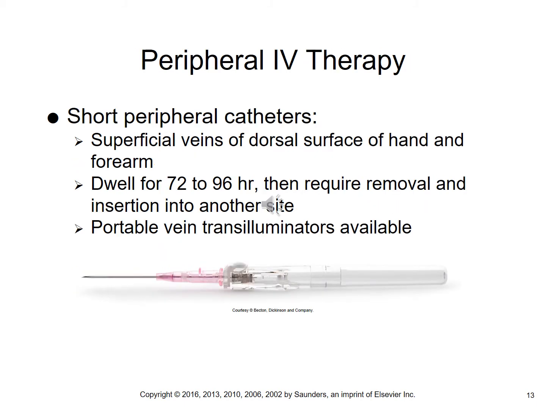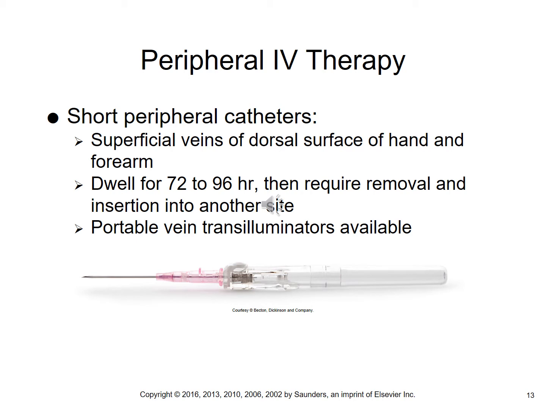Peripheral IV therapy. Oftentimes we use the short peripheral catheters, most commonly in the acute care setting, as RNs. Basically, we utilize superficial veins of the dorsal surface of the hand or the forearm, and we utilize angiocatheters to insert. The dwell time for this catheter is 72 to 96 hours. Then it requires removal and insertion into another site.